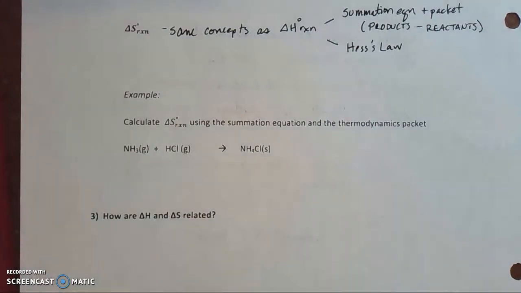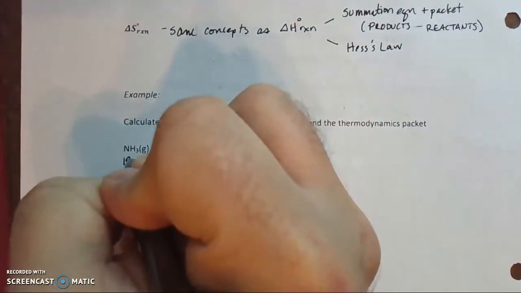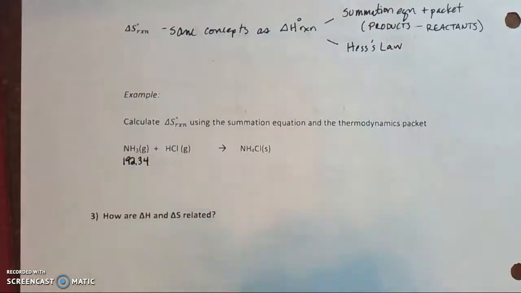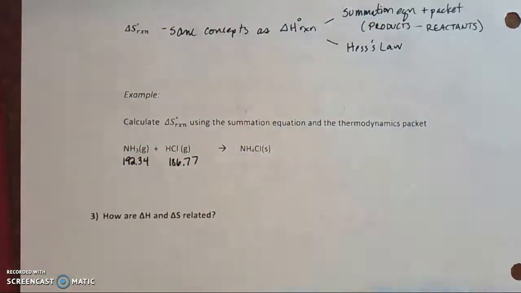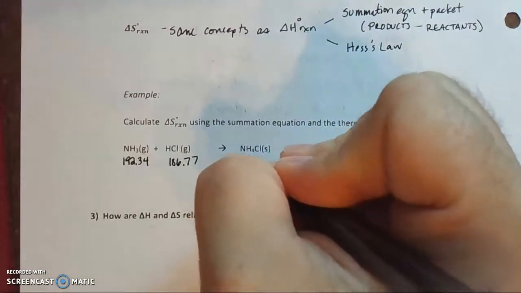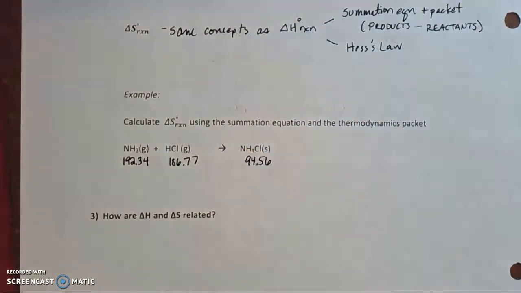Okay, when you look up these values, these are what you should get. 192.34 for NH3, 186.77 for HCl, and 94.56 for our solid. And if you look, if this is a measurement of disorder, the two gases are higher in entropy value than the solid. Hopefully that makes sense.